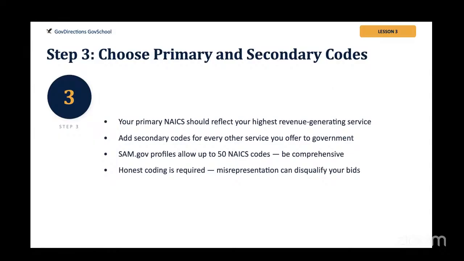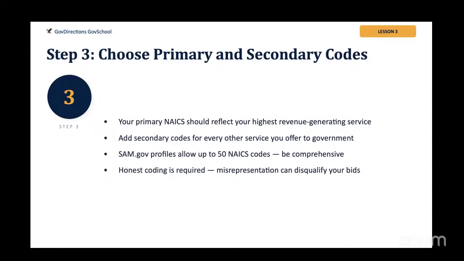Emphasis on choosing your primary and secondary codes. Your primary NAICS should reflect your highest revenue generating service. You don't just selectively choose whenever you've got revenue coming in. Okay, this is what the IRS and others will be looking toward on your reporting. So choose the highest revenue generator. If you have zero, choose where you expect to have the highest. And secondary codes for everything you can think of.